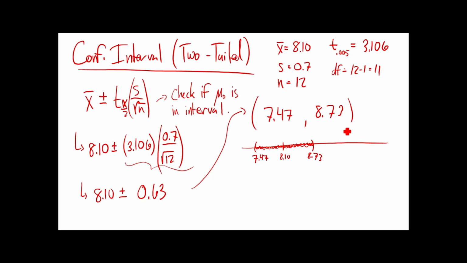But what was the null hypothesis? The null hypothesis was 9.03, right? This is mu zero. Is that hypothesis in our interval? According to our interval, does that seem like a reasonable value for the truth? No, it doesn't. Our interval is entirely below the claim. So it's basically saying this doesn't really seem reasonable. So since mu zero is not in the confidence interval, that means we should reject the null hypothesis. Okay.